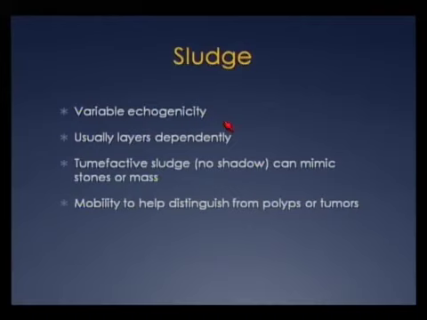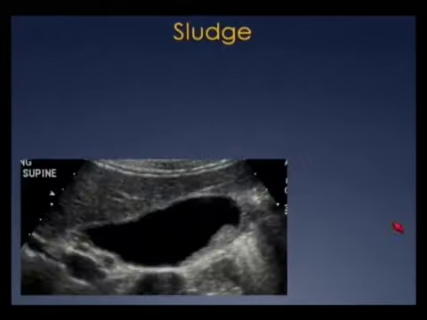Now, sludge can have variable echogenicity, and it usually layers dependently. Tumefactive sludge can mimic stones, but it still should move. So again, mobility will help distinguish this from polyps or tumors.